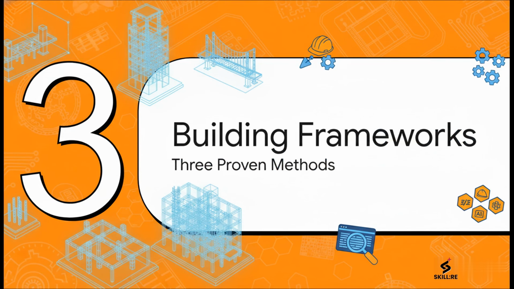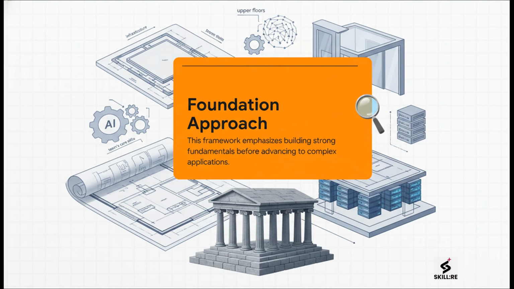So let's get into Section 3, choosing your building framework. Now that we have our foundation poured, let's look at 3 proven methods for actually putting up the walls and the roof. First up, we've got the foundation approach. Think of this as the classical, old-school method. You spend a lot of time getting the base absolutely perfect: your data, your infrastructure, your team's skills, before you even think about building those fancy, complex upper floors. This is the way to go when stability and long-term strength are your absolute top priorities.